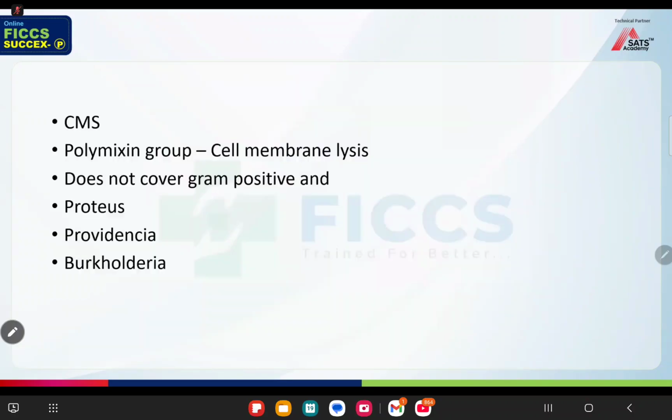Colistin, polymyxin group, acts by cell membrane lysis. It does not cover gram-positive organisms and Proteus, Providencia, Burkholderia, also Morganella. So you just remember this because we are using it very commonly.